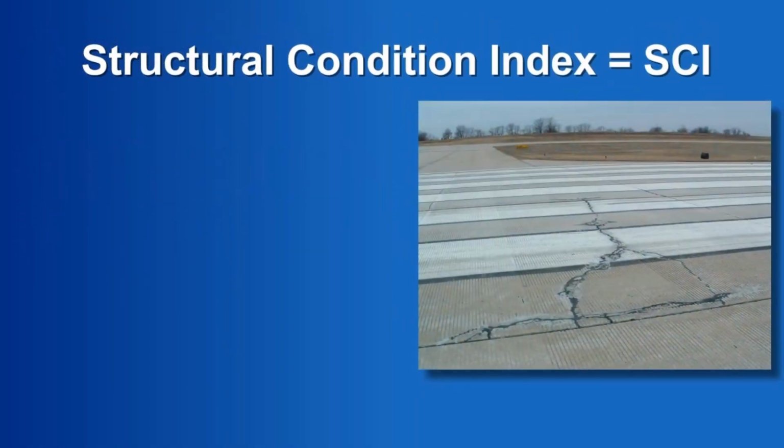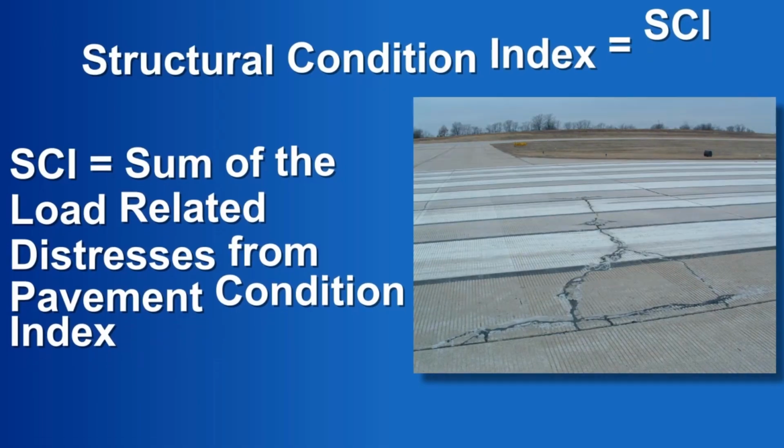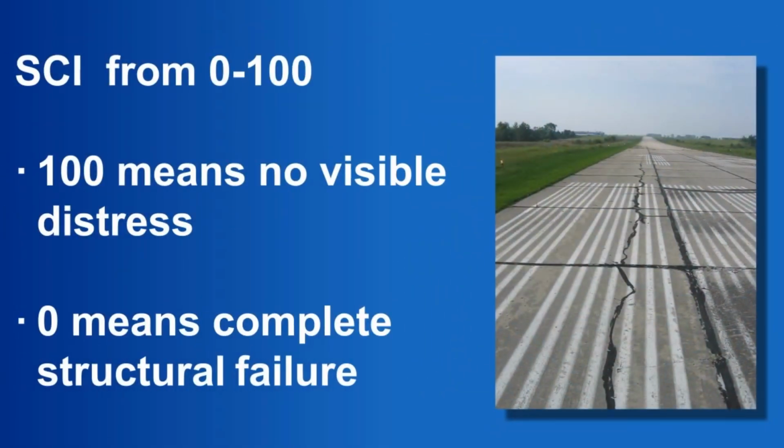The condition of the existing rigid pavement prior to an overlay is expressed by the Structural Condition Index, SCI. The SCI consists of the load-related distresses of the Pavement Condition Index, PCI. The SCI is reported on a scale of 0 through 100. A pavement with no visible distress would have an SCI of 100, and a pavement with complete structural failure would have an SCI of 0.